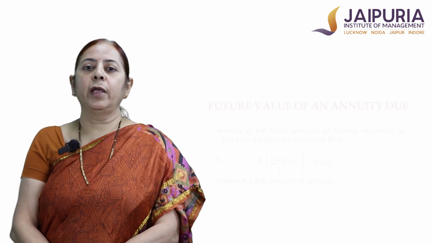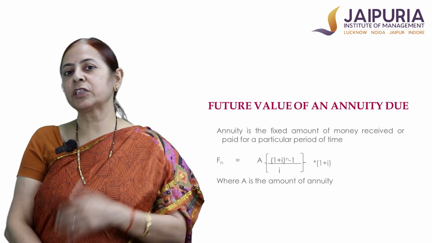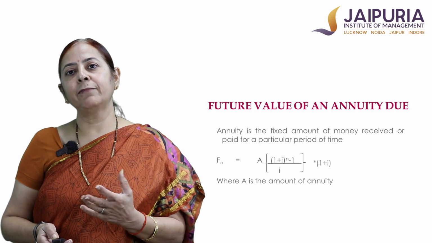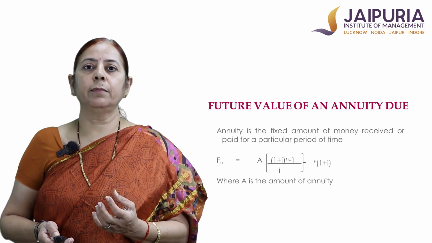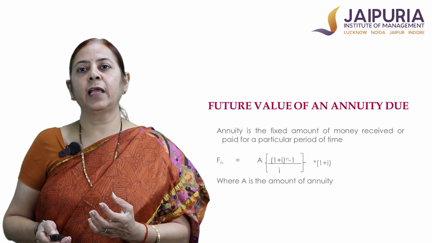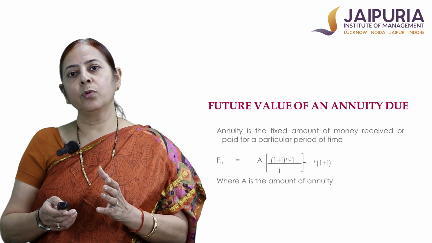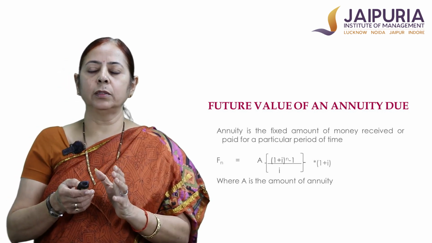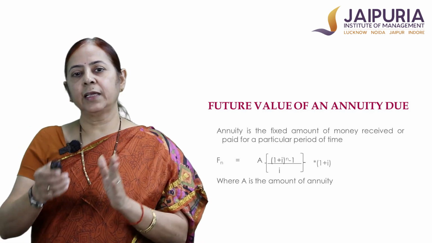I hope this is clear. This is understandable to all of you. Now let's move to another example where we talk about annuity due. Now there could be a situation as an investor, when I'm going to deposit money, I will deposit the money at the start of the period. When I deposit at the start, that is known as annuity due. So in that case, I have to use the same formula. The only difference is that I have to add 1 year's extra interest.